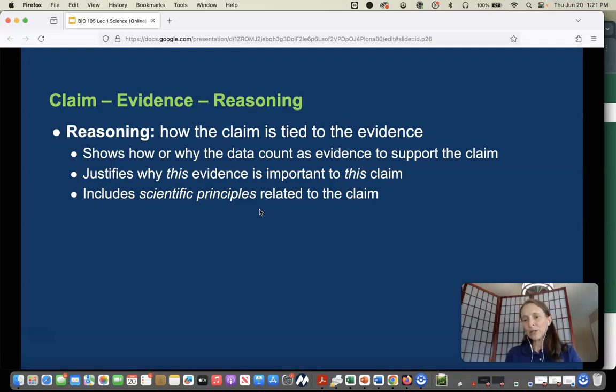And this is going to include some scientific principles that are related to that claim. So again, you might be talking about fertilizer, and you may say, well, look, this fertilizer we know has been shown to have certain nutrients in it that plants use. So those nutrients are supporting that plant growth, and that's supporting, again, the outcome that we saw in the experiment.